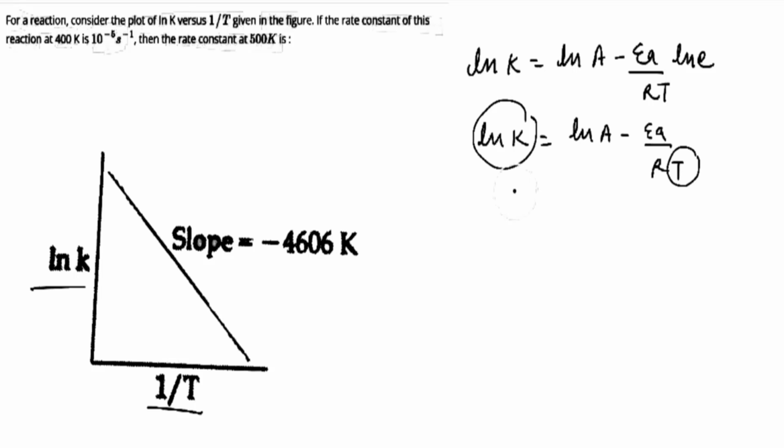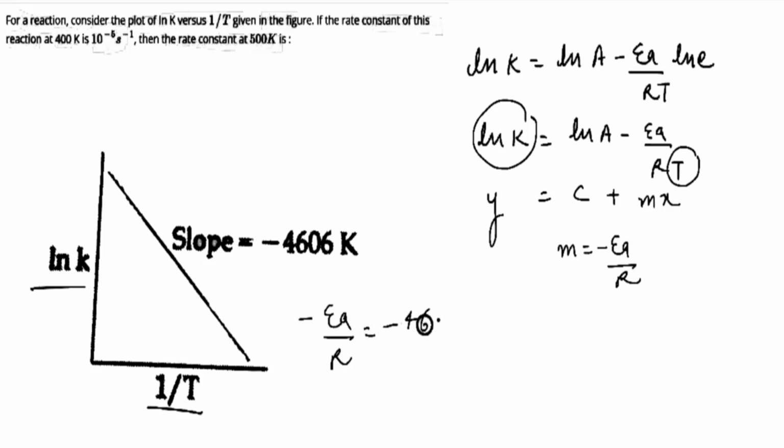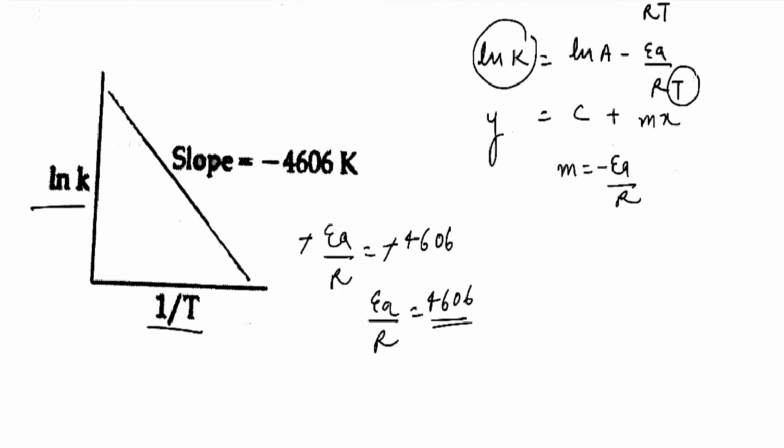So the curve has been plotted between ln k and 1 by T. If you compare it with the straight line equation, you get y is equal to mx plus c. So this is a straight line graph, but it has a negative slope, and the slope is equal to minus Ea by R. The value of minus Ea by R is given to you as minus 4606, so Ea by R is equal to 4606. We will put this value directly in the formula.